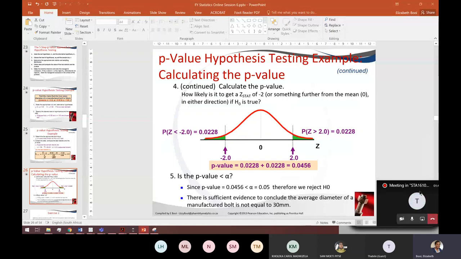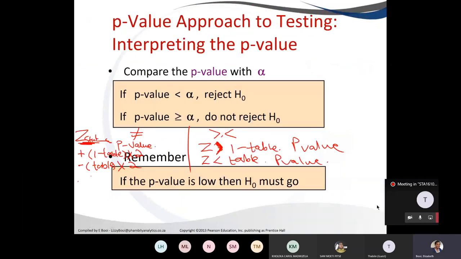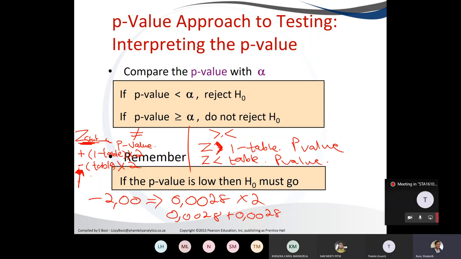I think my PC is slow, it's not responding quicker. I'm just going to go back there. Remember I said if the value of a two tail, if it is negative, so we have 2.00. Because it's negative, the value we find on the table, which is 0.0228, we just multiply that by 2. Or it is the same as 0.0228 plus 0.0228. It's one and the same thing. You will get the same answer. That's what it refers to.